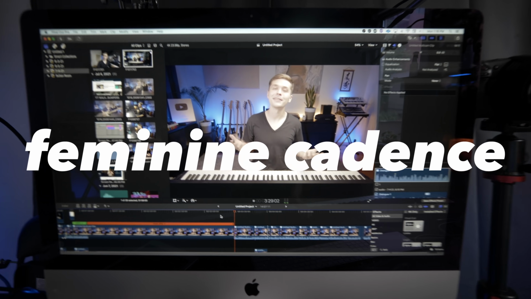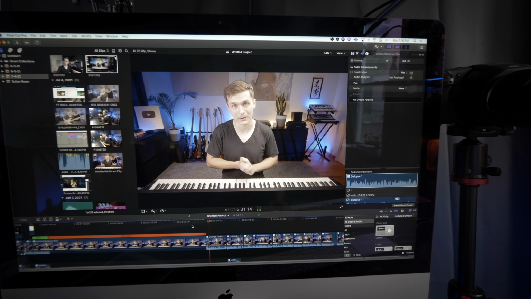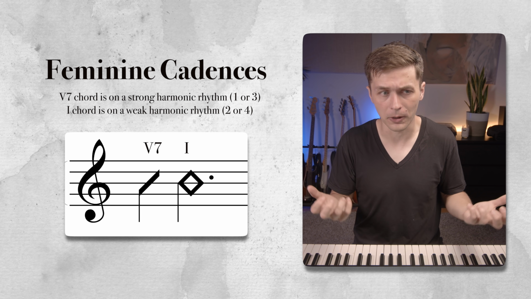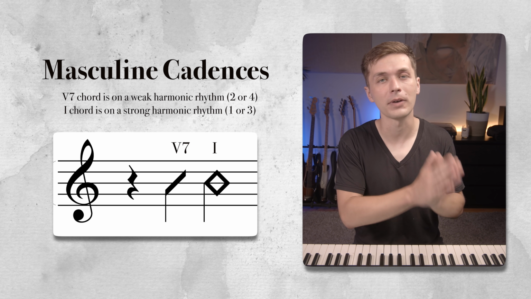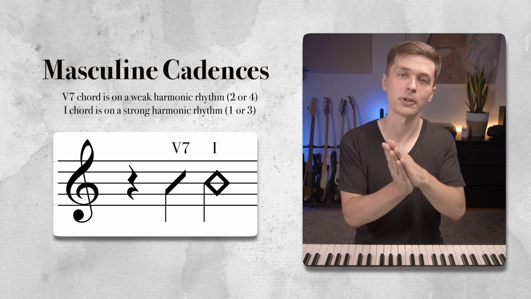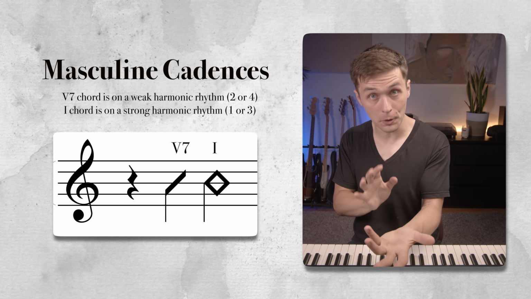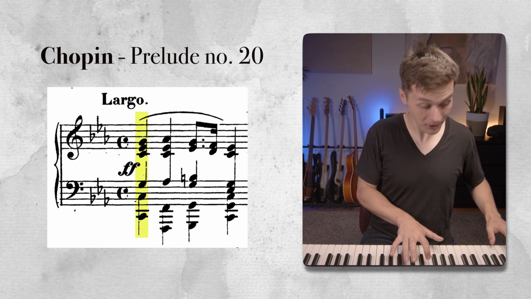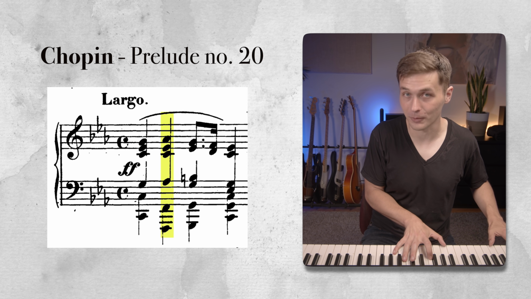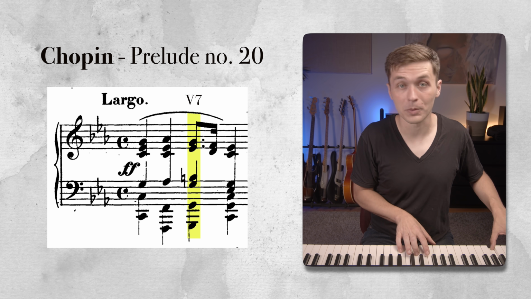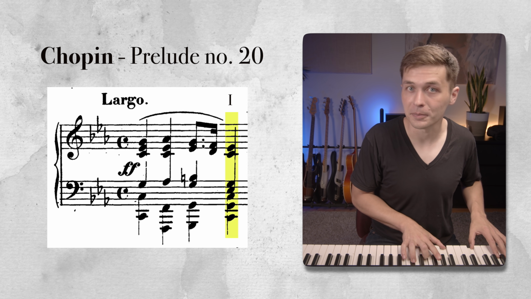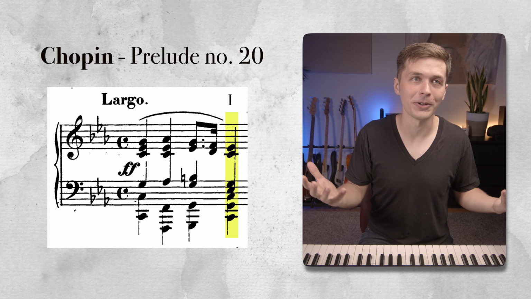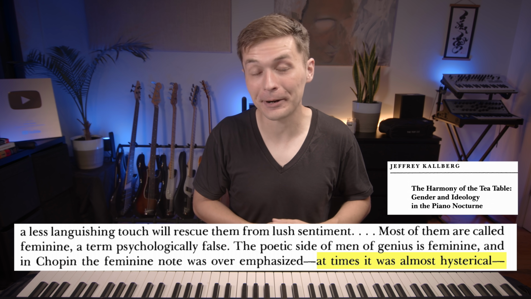Anyway, this kind of cadence actually has a name. This is an example of a feminine cadence. No, this kind of gendered terminology is not used that frequently anymore, but it used to be the case that composers were criticized for their use of feminine cadences because they were considered weaker than stronger masculine cadences where the 5 chord occurs on the weak beat and the resolution occurs on the strong beat. Like for example, Chopin. His Prelude number 20 starts with a feminine cadence. This G7 right here is on the 3rd beat and then it resolves to a C minor on the 4th beat, which has, as one writer called it, an almost hysterical quality to it.